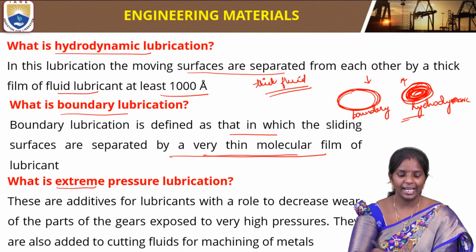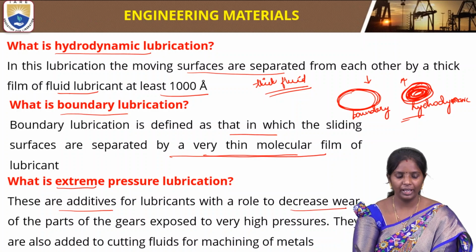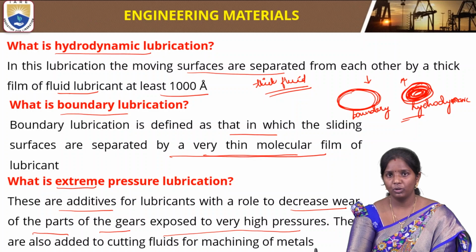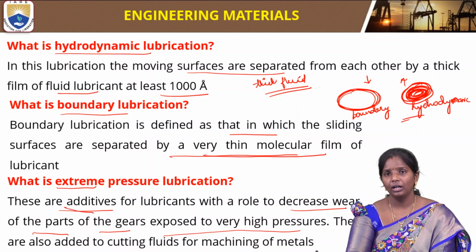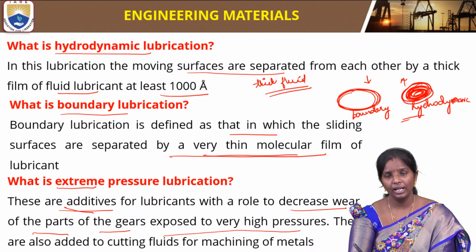Next is, what is extreme pressure lubrication? These are additives for lubricants with a role to decrease wear of parts of the gears exposed to very high pressures. Generally in automobiles, there are gears that are exposed to very high pressures. So extreme pressure lubricants are used in that case. They are additives that are used to reduce the wear and tear or the damage to the engine parts or any other parts of the automobiles. That is because of extreme pressure lubrication.